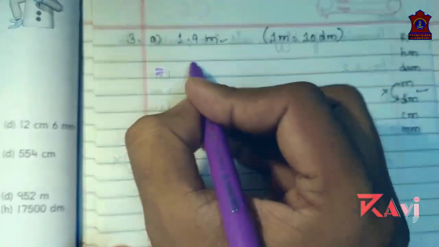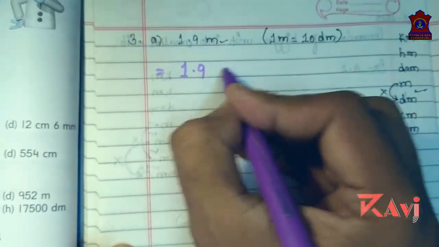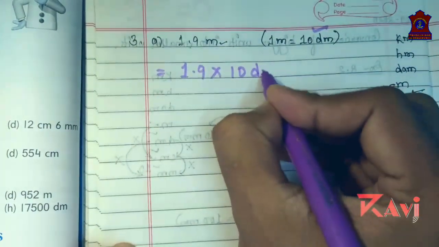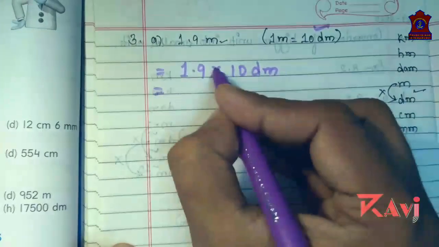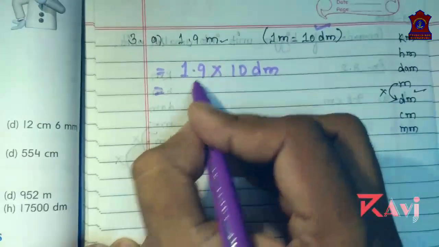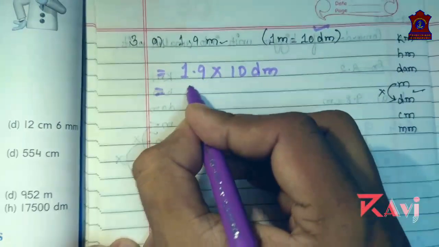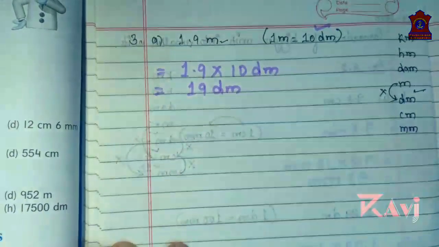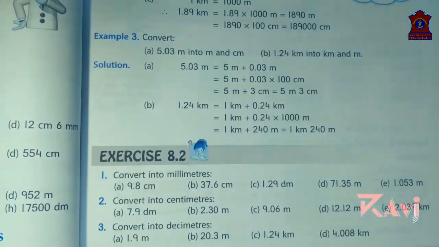See how to solve this. 1.9 into 10, 10 decimeter. See, 1.9, the decimal will move to the right as you are multiplying here. So 1.9 into 10 is 19 decimeter. Clear? 19 decimeter. So we have done one question. Let's do one more question.